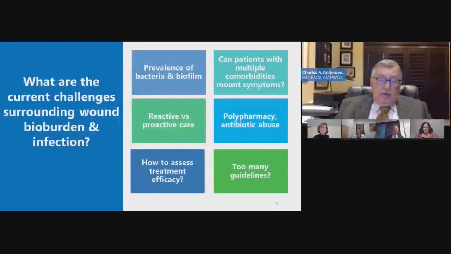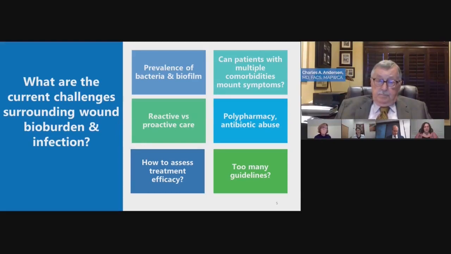On this slide, we're talking about the current challenges surrounding wound bioburden and infection, and the prevalence of bacteria and biofilm. What the MolecuLight device has been able to demonstrate is that it will pick up greater than or equal to 10 to the 4th bacteria or greater with the scan. We now know that that is a level that starts to impede healing. So the ability to pick that up with the device becomes very, very important.